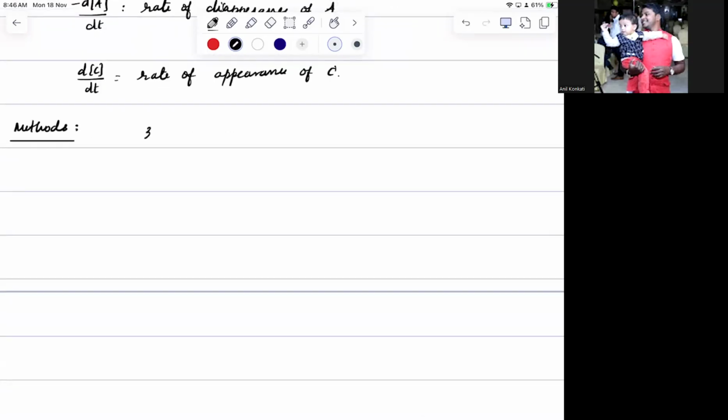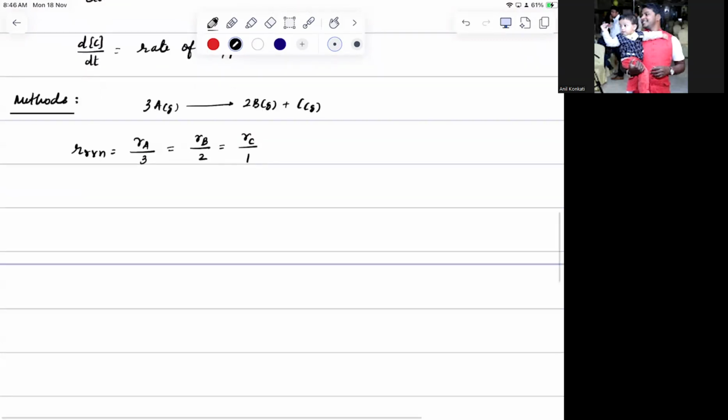Suppose let me take one example. 3A gas gives 2B gas plus C gas. In that case, I can write rate of reaction is equal to rate of change of A by 3 and rate of change of B by 2, that is equal to rate of change of C by 1, which we can write as minus dA by 3 times dt, plus dB by 2 times dt, which is equal to dC by dt.